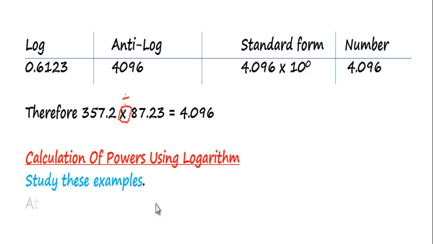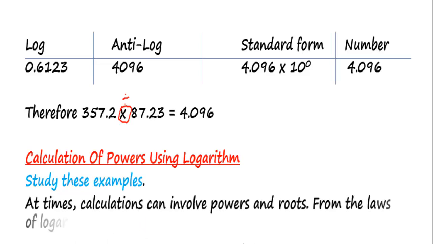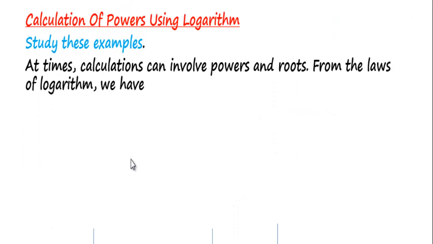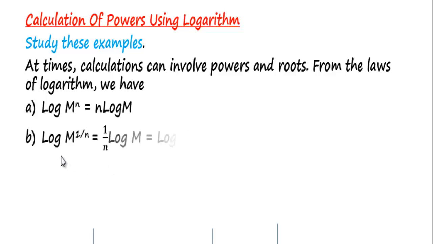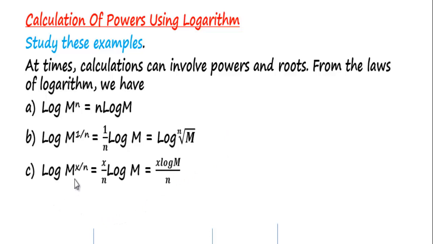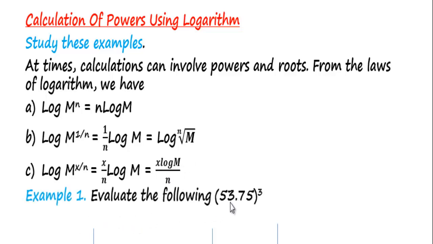Study these examples. At times, calculations can involve powers and roots. From the laws of logarithms, we have log m raised to power n equals n log m, while log m raised to power 1 over n equals 1 over n log m, which is log of the nth root of m. Then log m raised to power x over n equals x over n times log m, which is x log m divided by n. Are you getting the point?